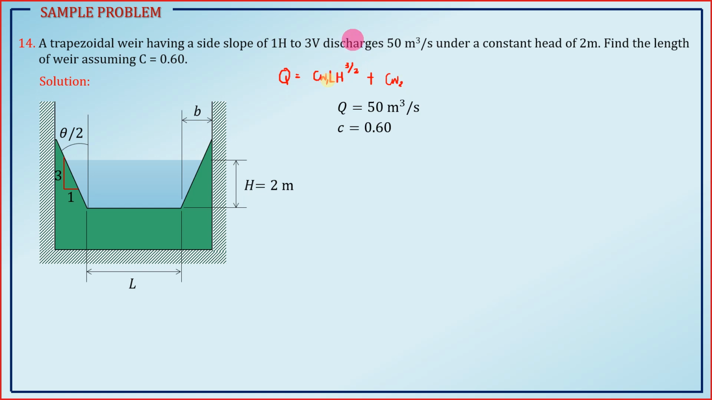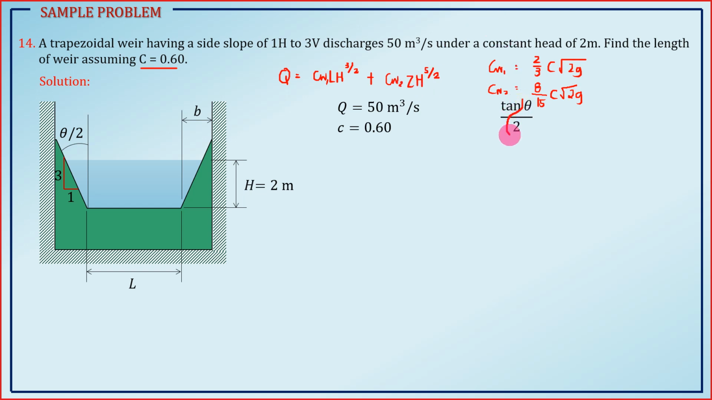So, W1 to, then we have ZH raised to 5 halves. Luckily, we have this given C, the coefficient of discharge. Then we know that the CW1 for a rectangular weir has this equation: 2/3 C square root of 2G. And CW2 is 8/15 C square root of 2G. Then this Z is equal to the tangent of theta over 2.